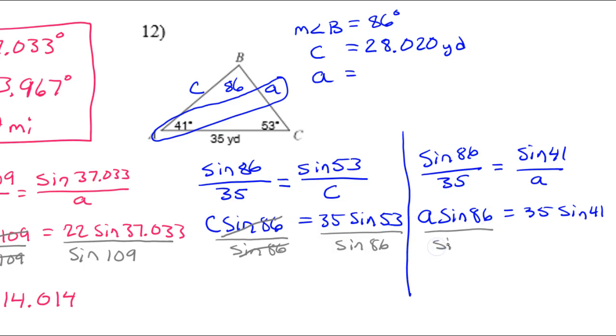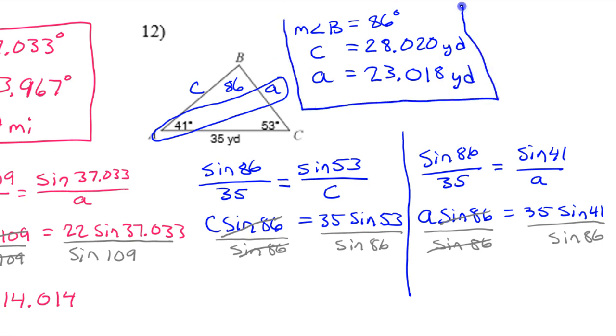So then I divide both sides by sine 86, and these cross each other out. That's going to leave me with side A. I'm going to enter this into my calculator off camera. And that is 23.018 yards. So that will be the answer to number 12.